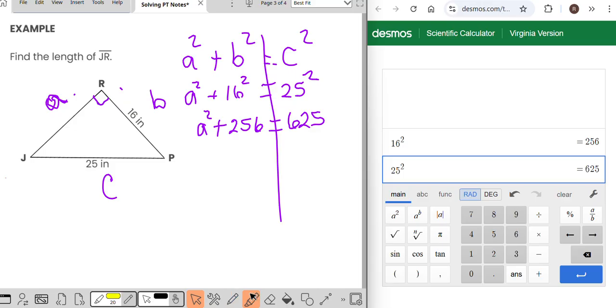Now, before I go any further, I'm going to go back to something that I ignored. Find the length of JR. This is JR, so we want the length of A. All right, so here we go. How am I going to get this A squared alone? Well, I'm going to have to get rid of this or eliminate this number here.